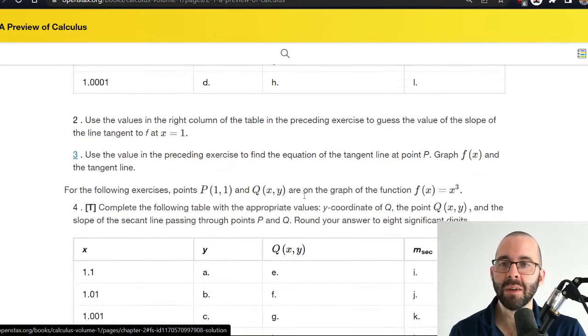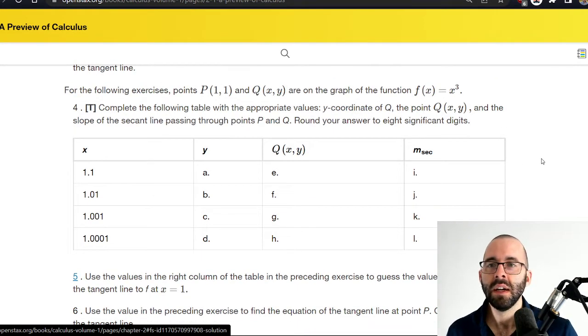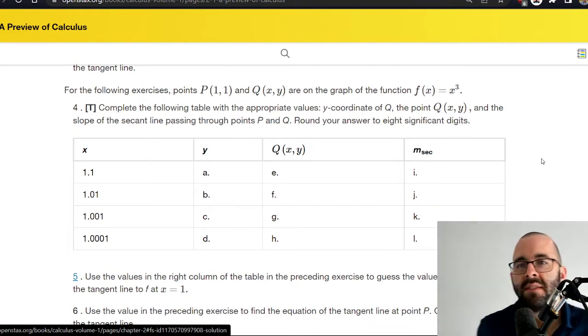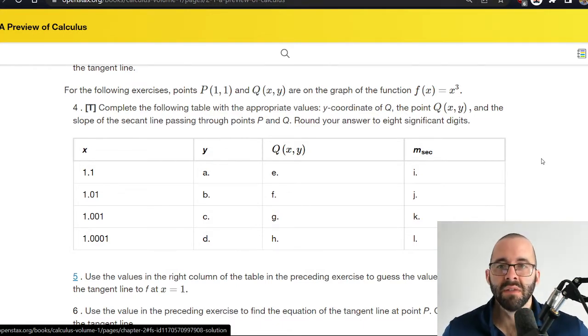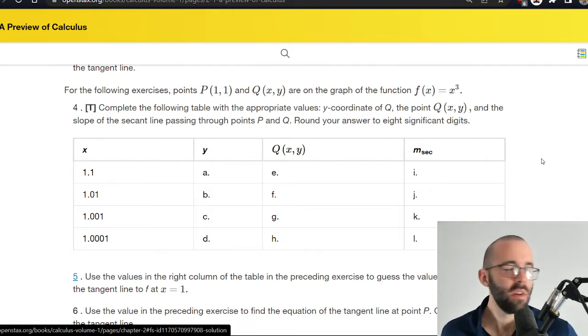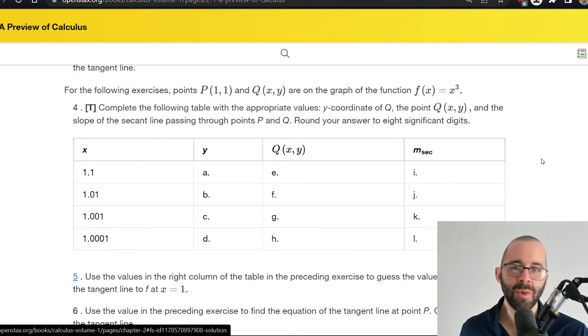So we're going to start by looking at problem number 4. In this exercise, there are points P and Q on a graph, and P is the point (1, 1). Q is some arbitrary point (x, y). And they're on the graph of f(x) = x cubed. You kind of have to parse this information and see what it actually means. You can't even answer the question unless you know what it's talking about.